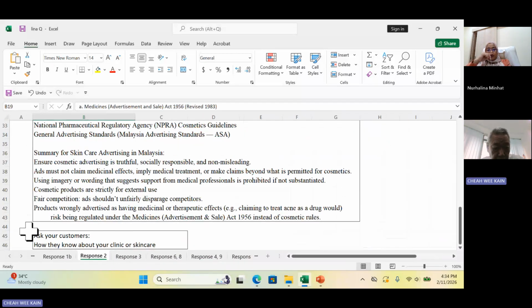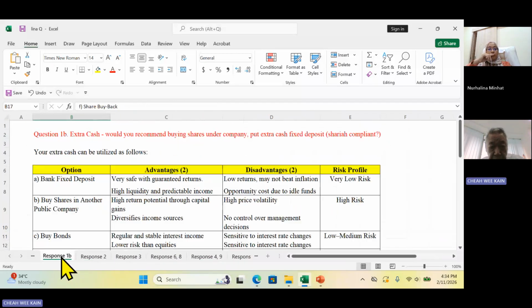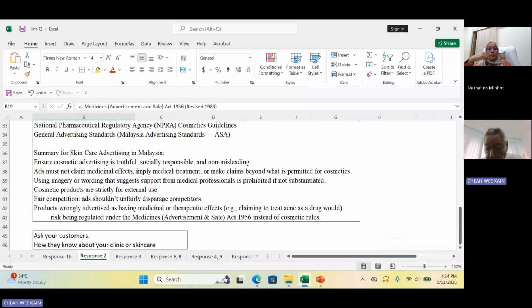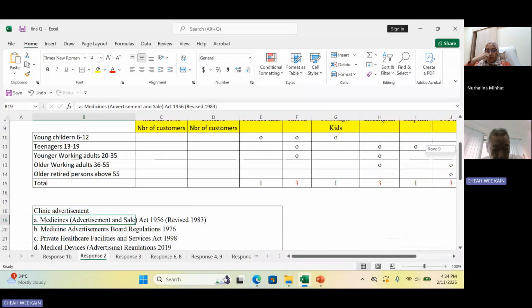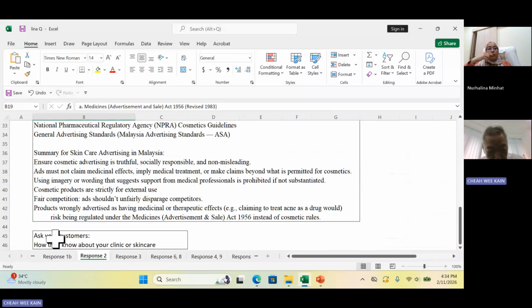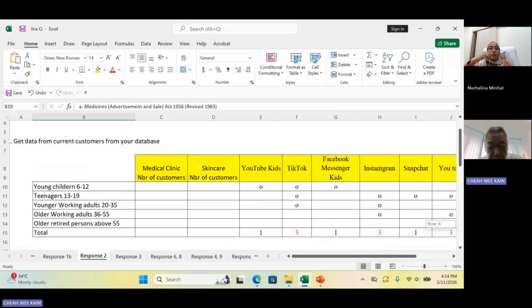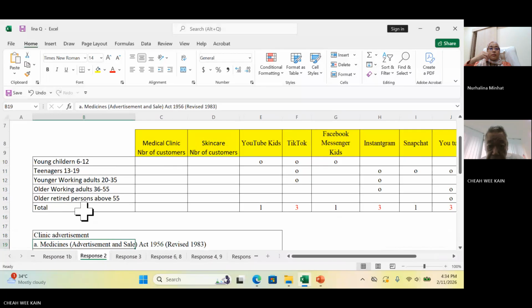Anyway, under response 1B, no extra cash. This one is advertising, isn't it? So under 2, the final comment is you ask your customers how they know about your clinic or skincare. Because once you ask them, you go back to this map, and see whether they are here or not. If many of your customers are not on social media, you don't need to do social media.